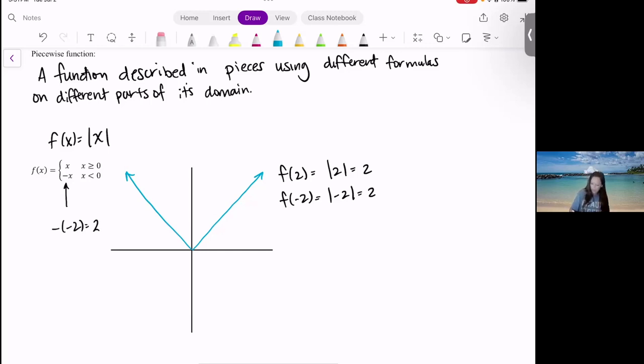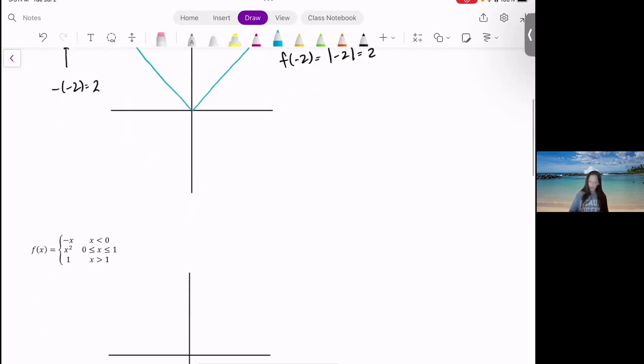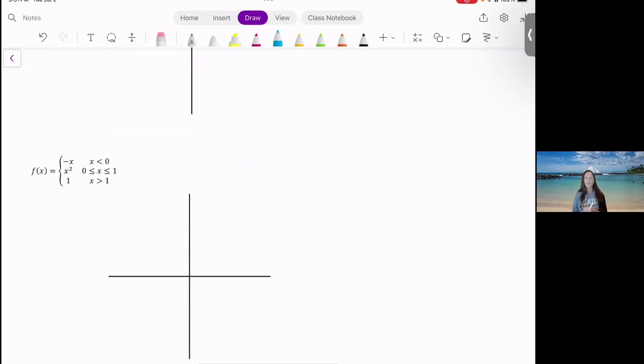We want to pay attention to the symbols of inequalities because that's going to help us when we're defining our functions. Another example that we have here would be f of x being defined for less than 0, from 0 to 1, and greater than 1. The way in which we graph this is we look at each domain and we graph the function for that domain. The graph of y equals negative x, or f of x equals negative x, again, is just a straight line. I'm going to graph it for the entire graph. This is the graph of negative x.